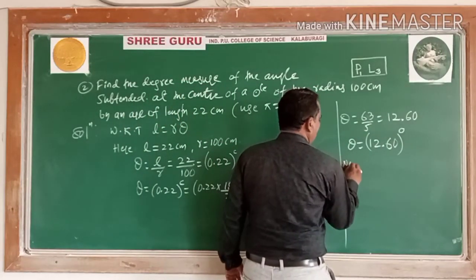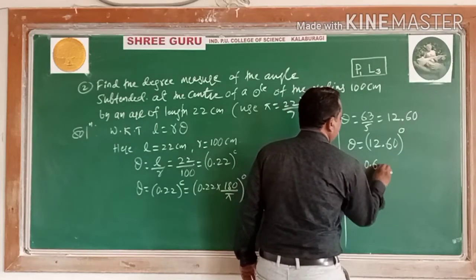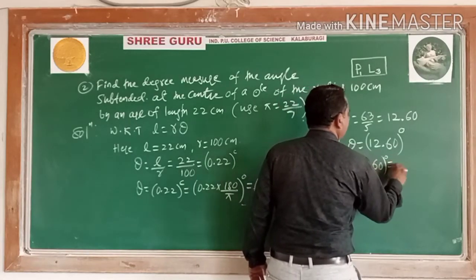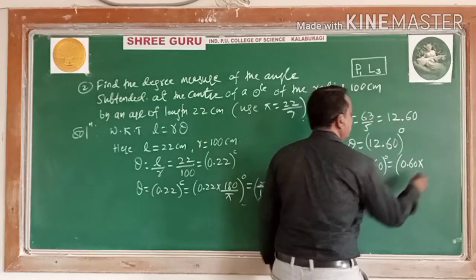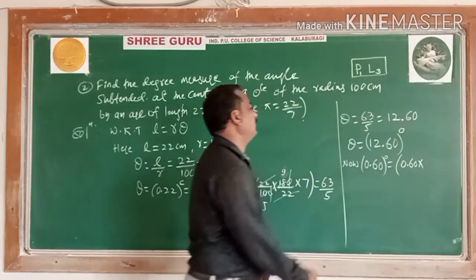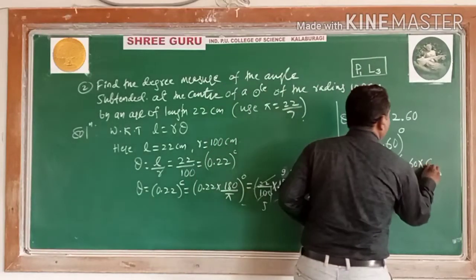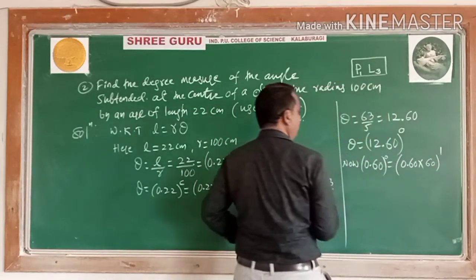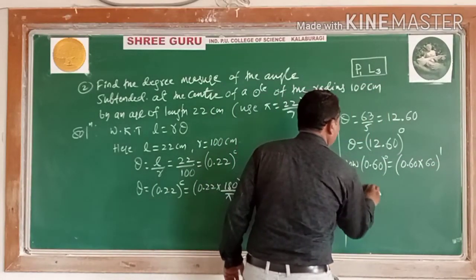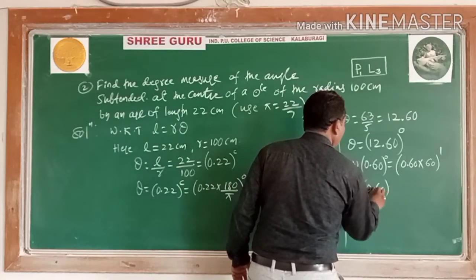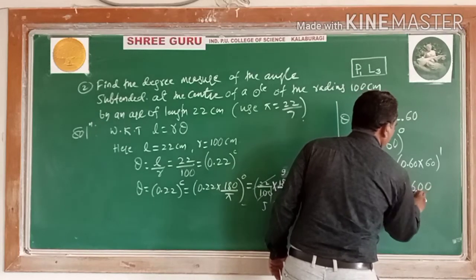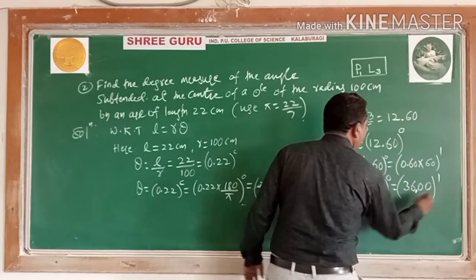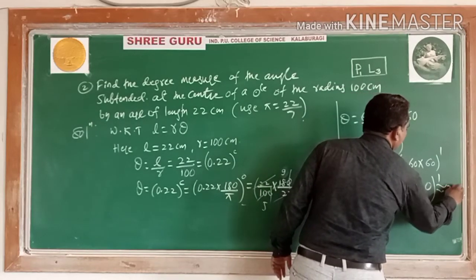See, now 0.60 degree is equal to, converting it in terms of minutes, by multiplying by 60 you will get it in terms of minutes. Therefore 0.60 degree is equal to exactly 36 minutes.